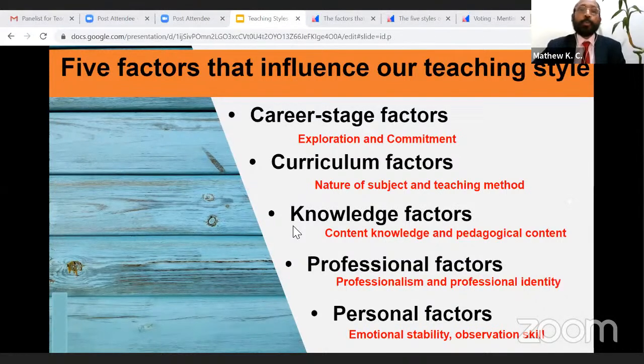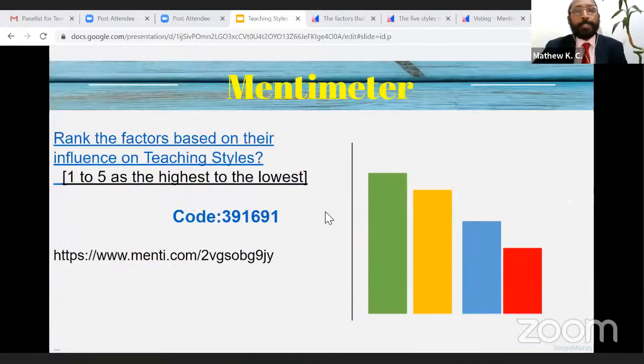Now I would like to request all of you to go to the Mentimeter link. The link is given here, and the code is 391691. I request Mr. Shyam to make this link available in the chat box. All of you are requested to go to the site and enter this code, 391691. Here what you are supposed to do is rank the factors based on their influence on teaching styles, 1 to 5, from highest to lowest. Please do that.